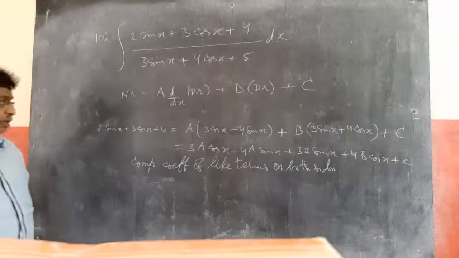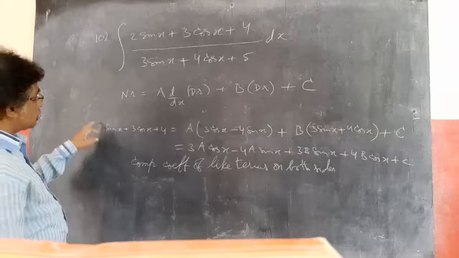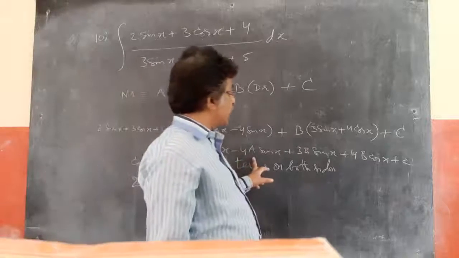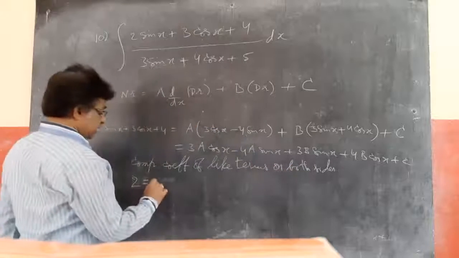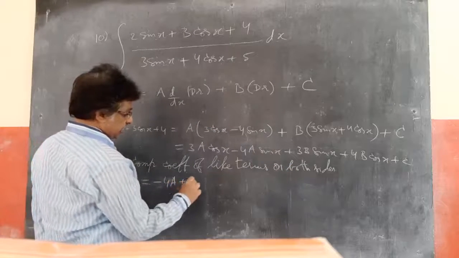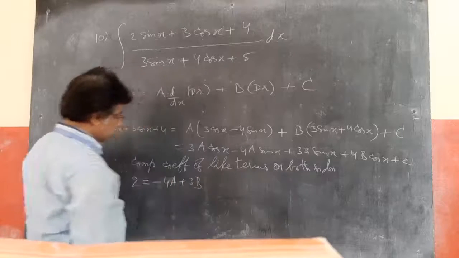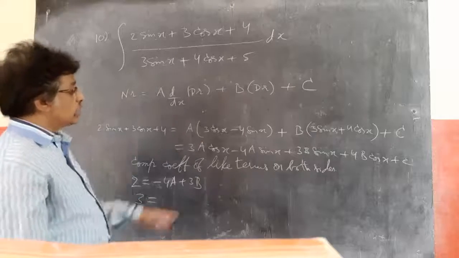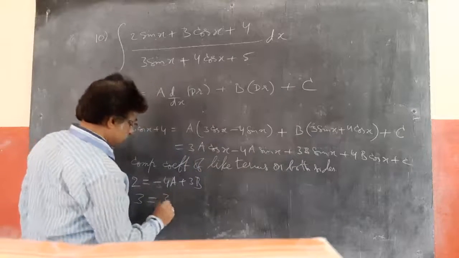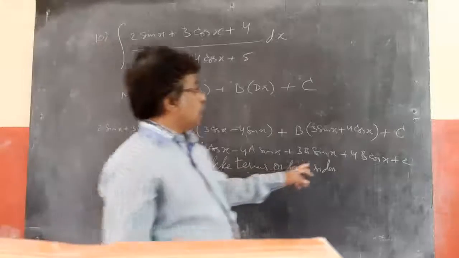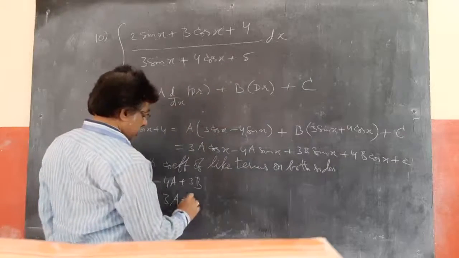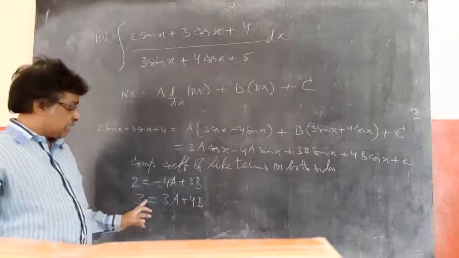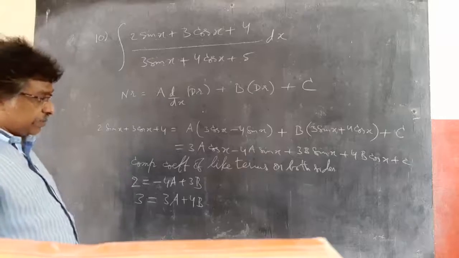Compare coefficients. The sin coefficient is 2, equal to this side's sin coefficient, minus 4a plus 3b. I already told you the shortcut, you can use that also. Next, the cos coefficient is 3, equal to 3a plus 4b. You can use the shortcut for finding a and b.